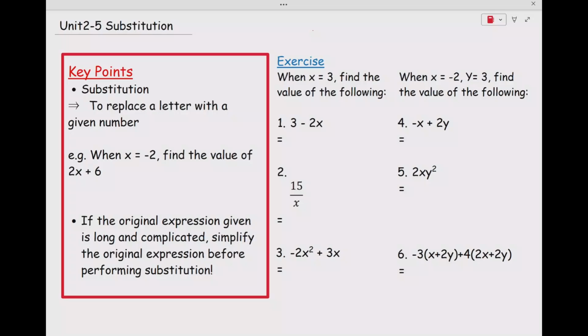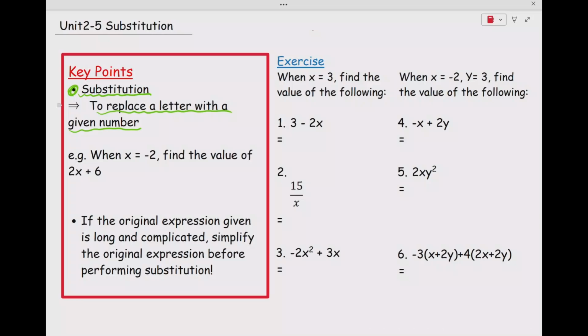Today, we will talk about substitution. So, what is substitution? Let's look at the key point on the left, first. Replacing a letter with a given number in an expression is called substitution. I will explain what this means through an example.